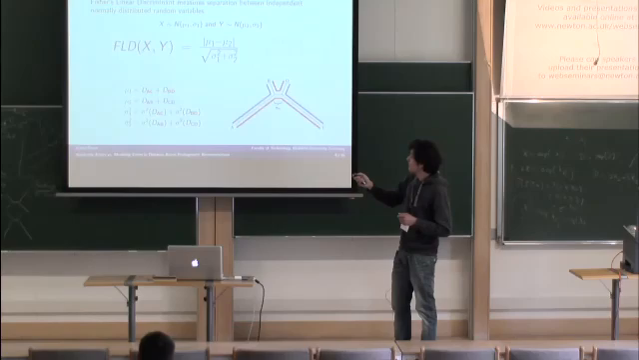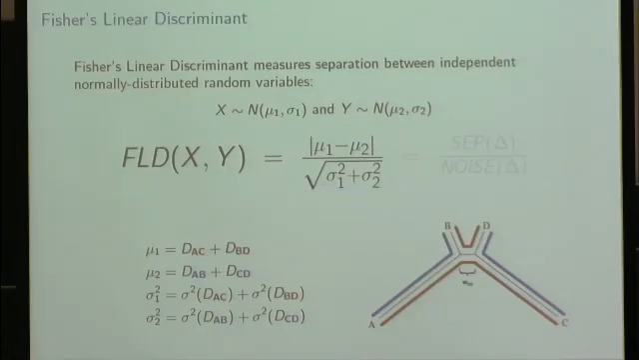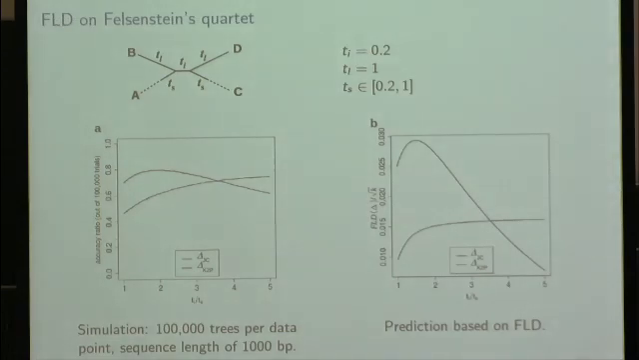So using the Fisher's linear discriminant, we try to estimate the ability of non-additive distance functions to separate along the true split of the quartet, and this is what we simulated in this experiment on 112 trees per data point and with a sequence length of 1,000 base pairs. We used the Felsenstein quartet and gradually decreased the size of the external small edges.